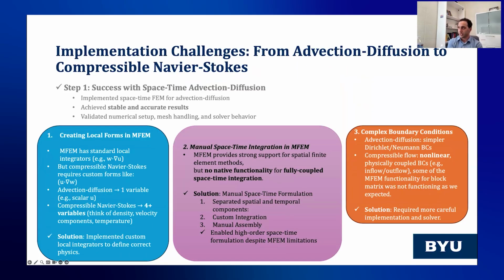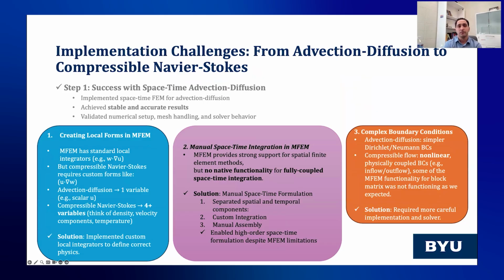And here you could see some challenges that we faced by going from advection diffusion to compressible Navier-Stokes problem. First, it was related to the local form in MFEM. We need to create our local form for compressible Navier-Stokes problem to have 4 unknowns instead of 1 unknown, which we had in advection diffusion.